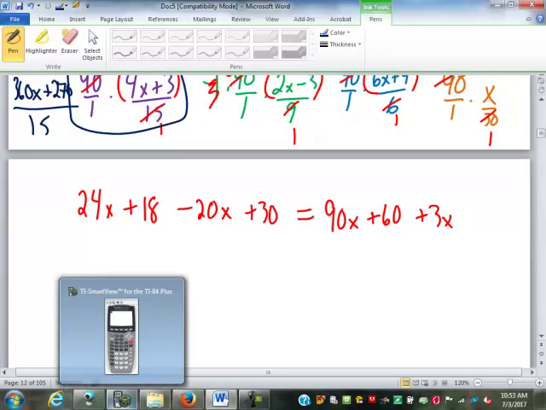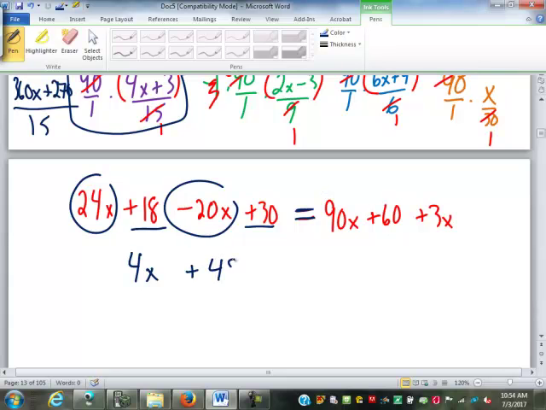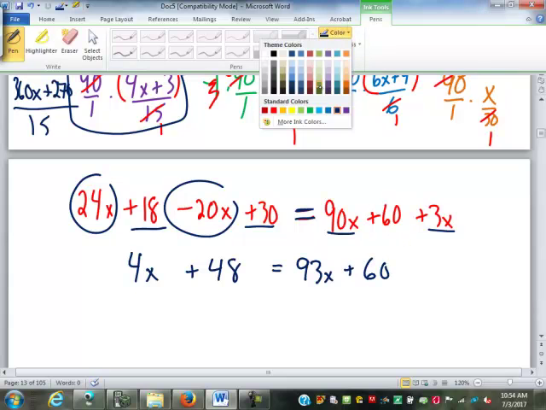Well, down here, we're going to work on each side of the equal sign. On the left side, I can combine 24x and negative 20x make 4x. 18 and 30 make 48. On the right side, I've got 90x and 3x make 93x and plus 60. Now what?